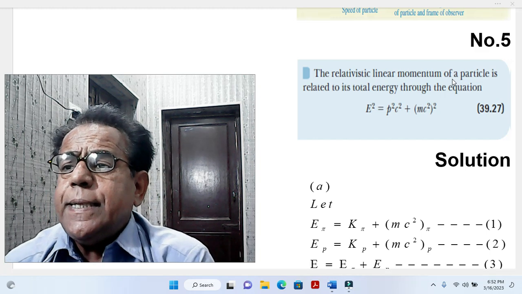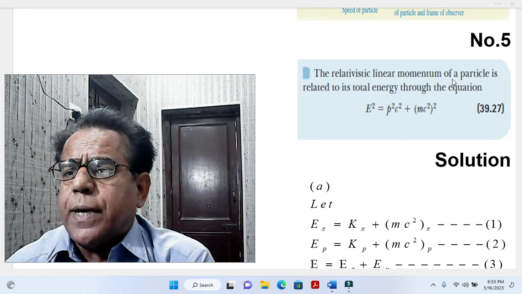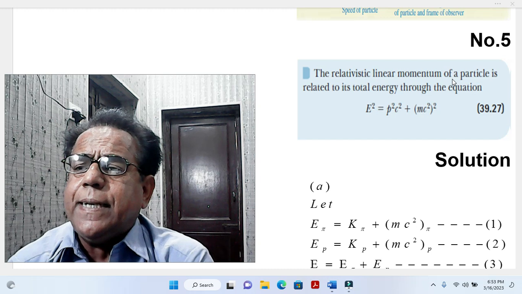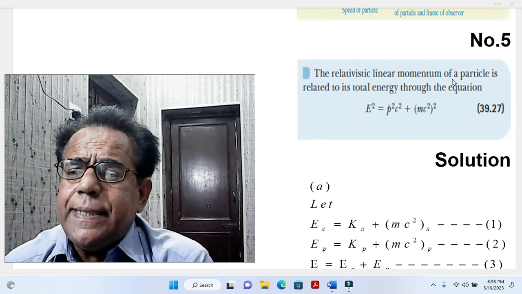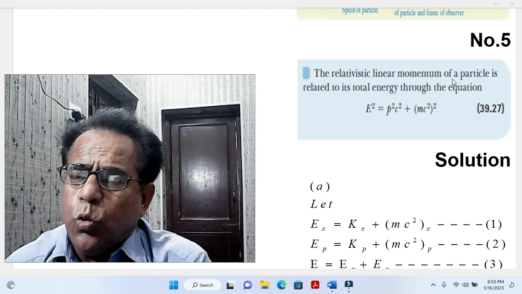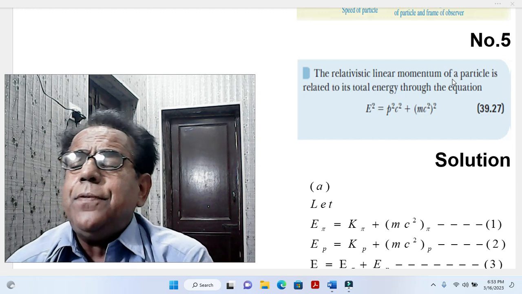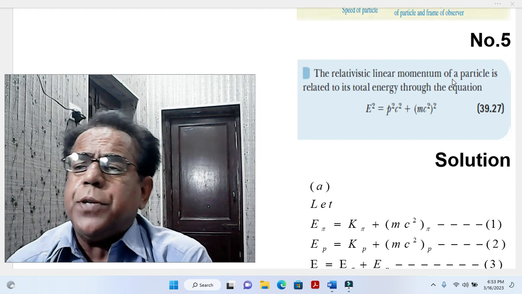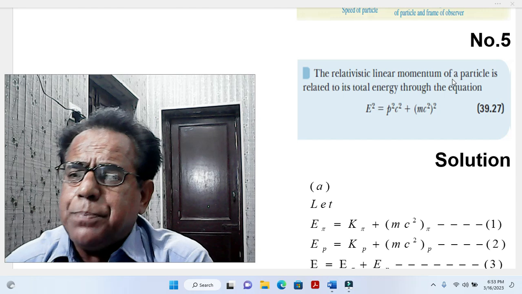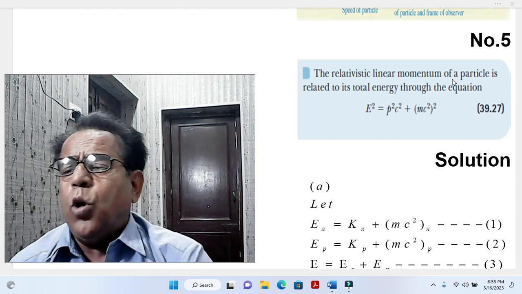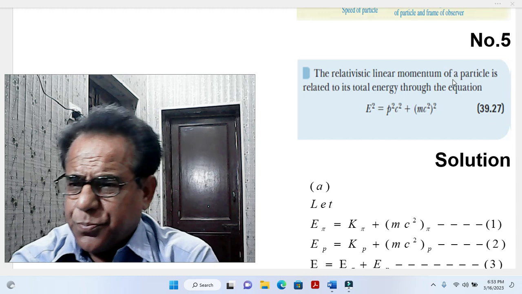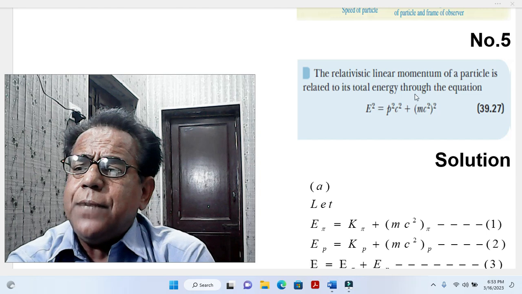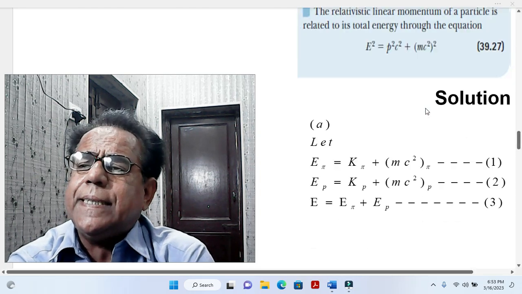The relativistic linear momentum of a particle is related to its total energy through the equation E² = p²c² + (mc²)². Alternatively, since we are concerned with E, E will become equal to the square root of p²c² plus (mc²)², whole under root. But actually we are not concerned with E, we are concerned with mc². We will see this in part C.